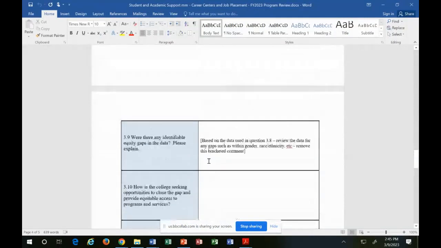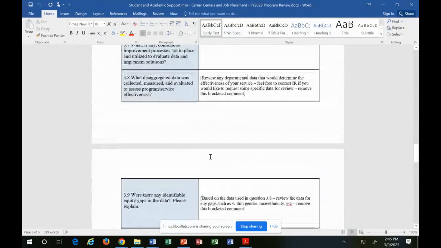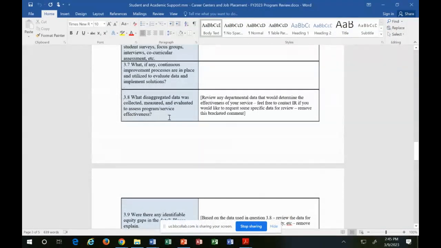What was 3.8? I'm sorry. And we really didn't give any disaggregate data, because it said disaggregate data, but anything that you really feel you want and need for this, we'll be able to pull that data. Just make a research request.